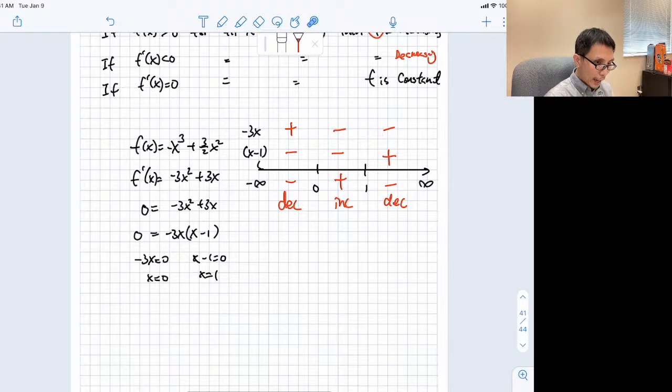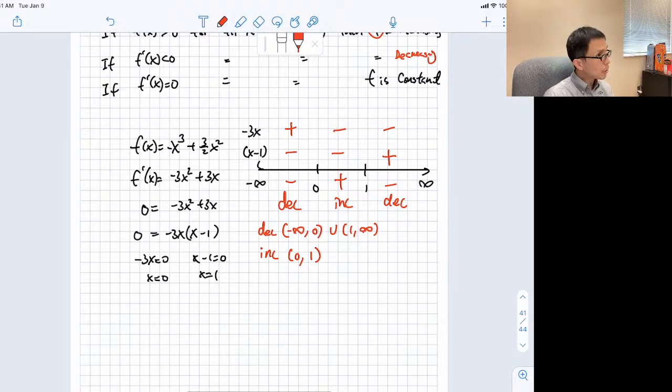Okay, now we're gonna write down the region. The region is gonna be decreasing, so it's gonna be negative infinity to 0, as well as 1 to infinity. Union 1 to infinity, that's how you write it, union. And the increasing is gonna be from 0 to 1. And that's what increasing means.